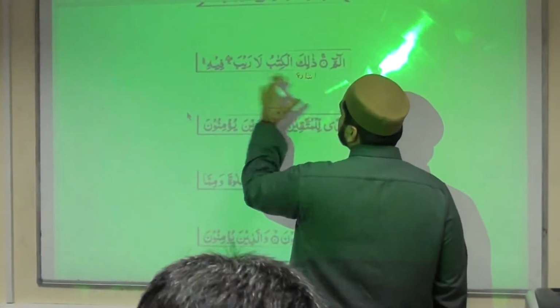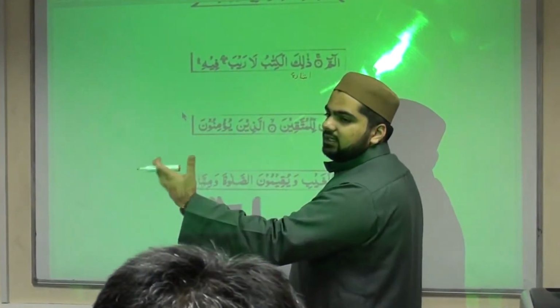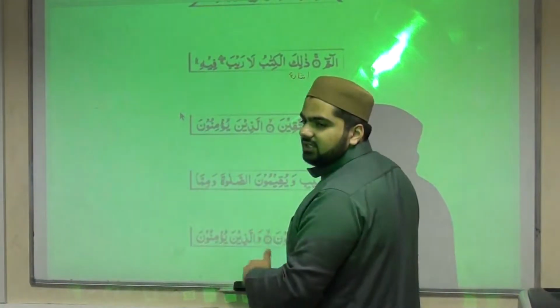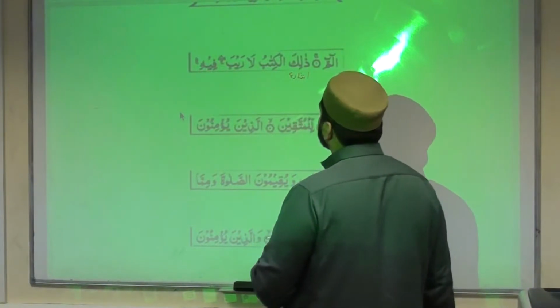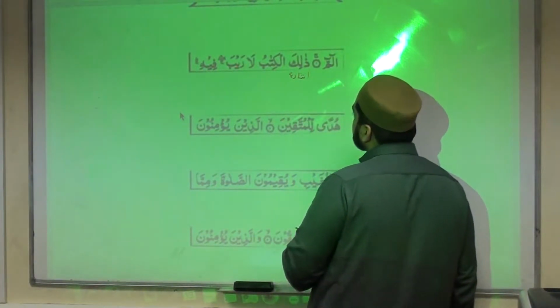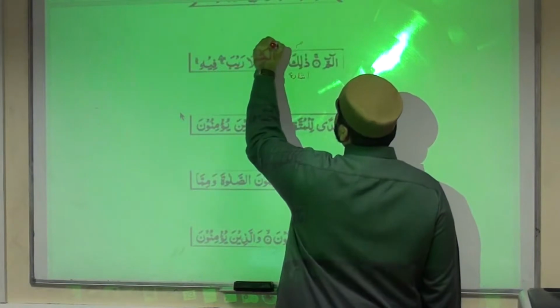Al-kitab is the musharun ilay. It is the one which is being sought after, the one which is being pointed at, the one where the ishara has been given. They will say that this is the mubtada, this is the khabar.